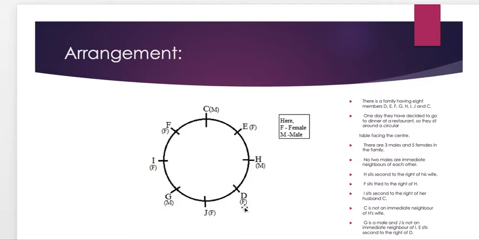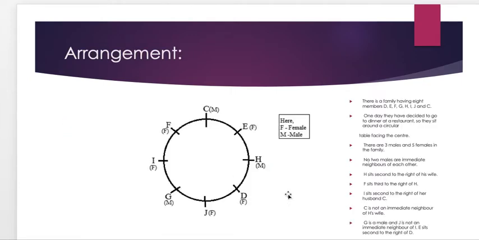What is the first thing given? There is a family having 8 members D, E, F, G, H, I, J and C. One day they have decided to go to dinner at a restaurant, so they sit around a circular table facing the center. There are 3 males and 5 females in the family. So among these 8, there are 3 males and 5 females. No two males are immediate neighbors of each other, right?